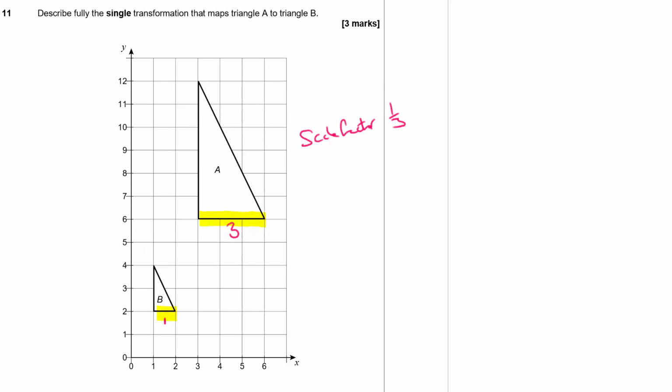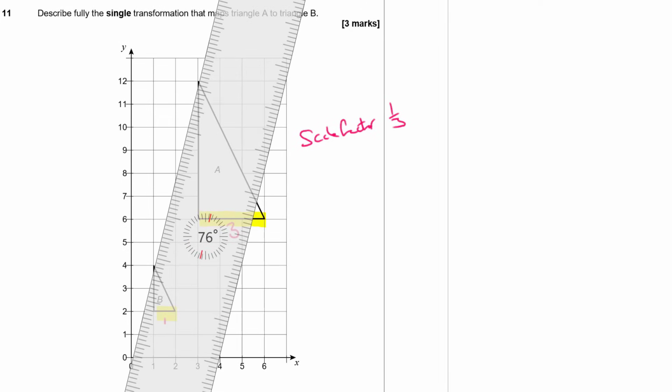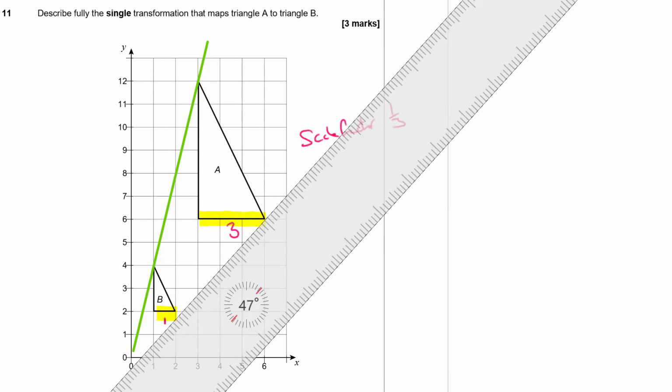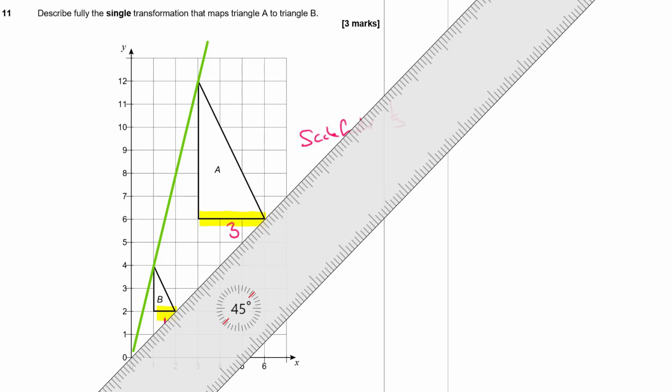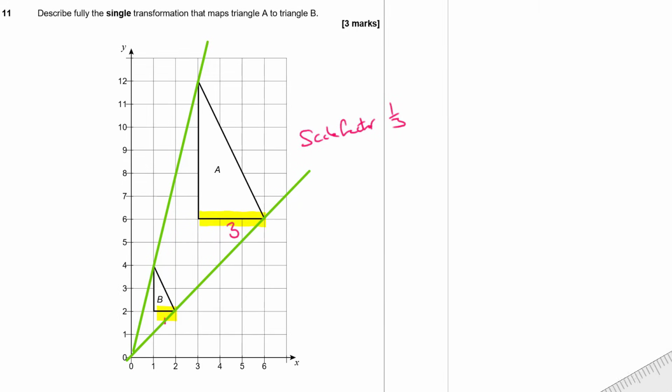The next thing we need to know is the centre of enlargement. The easiest way to find that is to draw on some ray lines that pass through matching corners of your shape. So let's draw one between those 2 points, and let's draw one through those 2 points as well. You can see that these ray lines are converging on the origin. I could draw a 3rd one in as well, but I've already seen what the answer is. They're all converging on this point here. So that's the centre of enlargement.